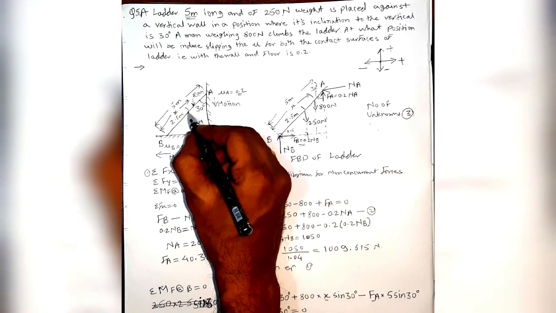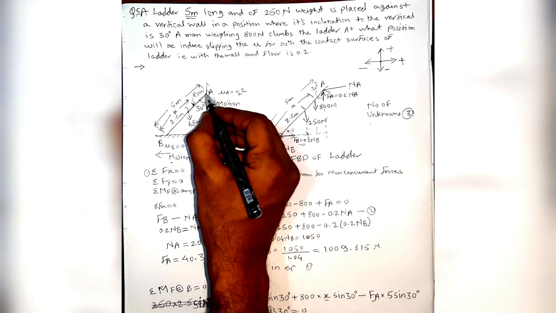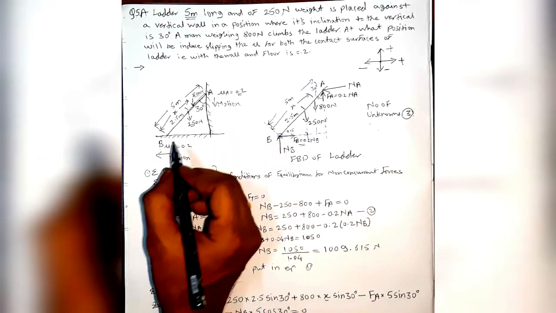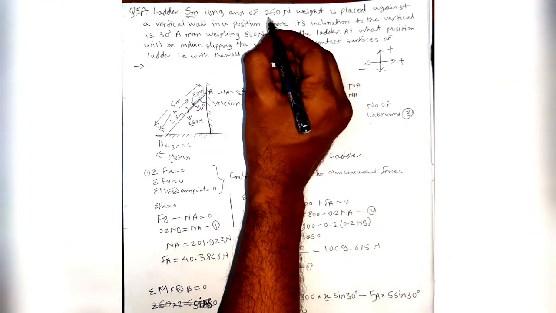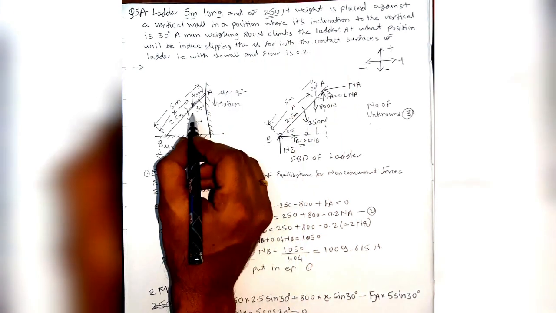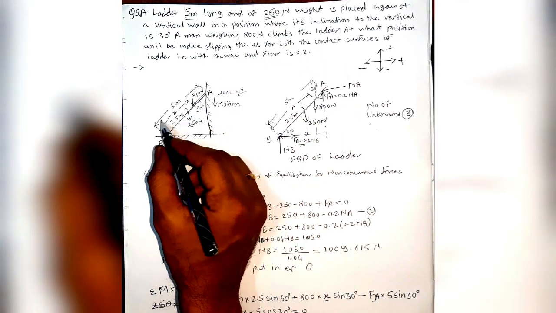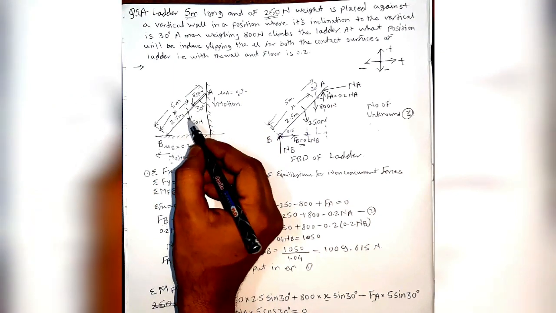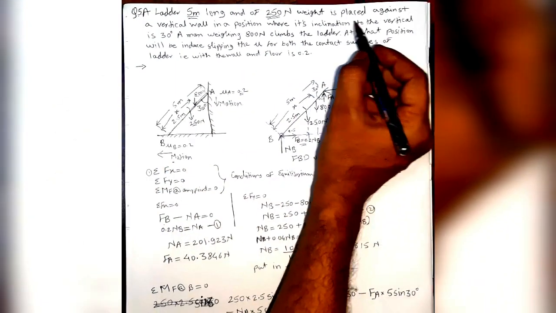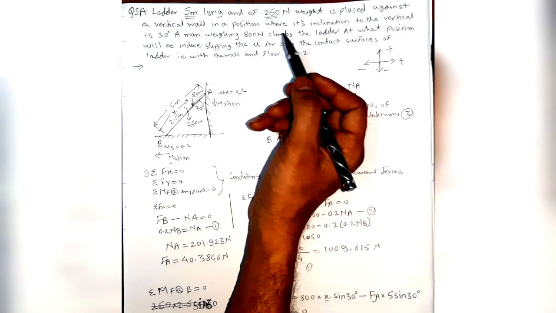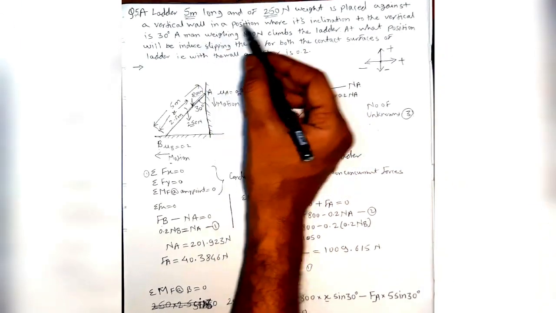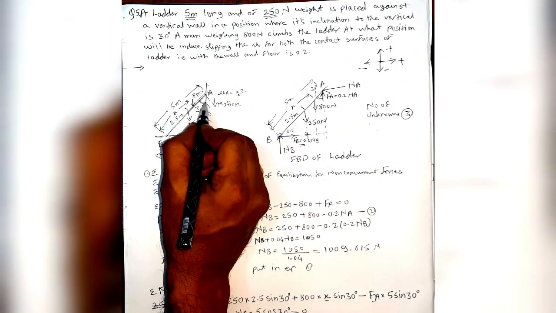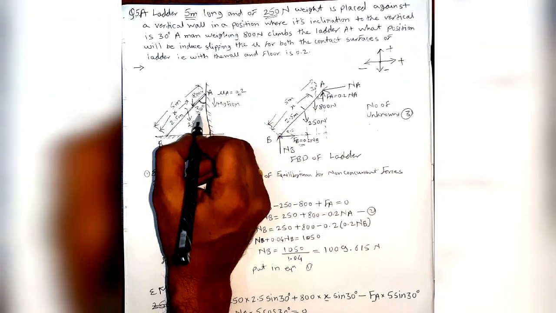At point A it is in contact with the wall, and at point B it is in contact with the ground. Then weight of that ladder is given 250 Newton. We can show it at center, so 2.5 meter. Total length is 5 meters given, so that will be at center, 2.5 meter from point B. Then vertical wall position where inclination to the vertical is 30 degrees. So inclination of that ladder with the vertical wall, 30 degree angle is given.